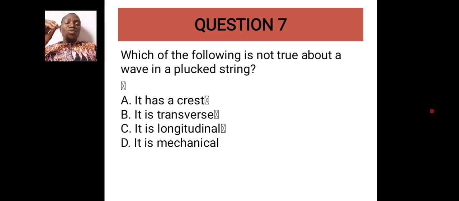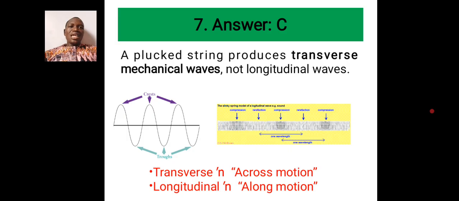So this time around, the wave particle and the medium for the transfer of the wave are moving in the same direction. Plucking a string does not move in the same direction. So you should know that transverse waves are not the same thing as longitudinal waves. So the correct answer is C, because they say which is not true. So it is not true with a plucked string. It's not longitudinal. I hope this is clear. So these are just images for the illustration. One thing you should have in mind is that transverse means across a motion.